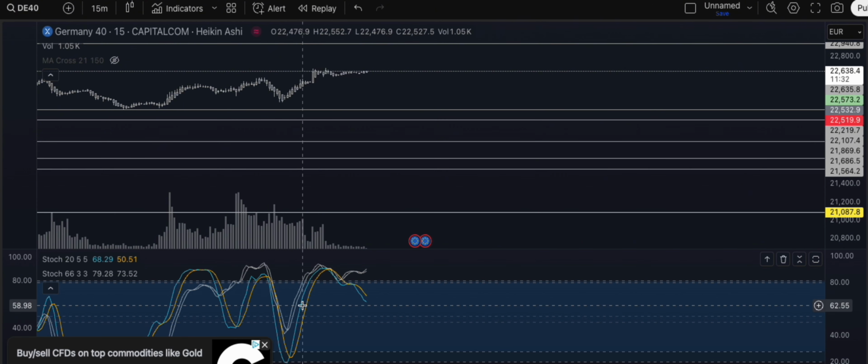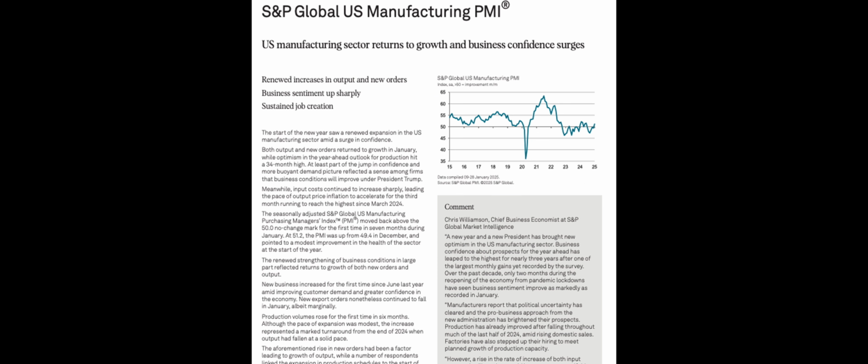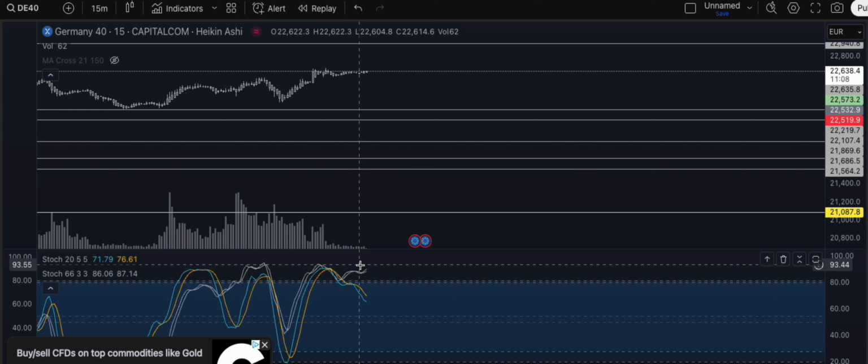Okay, this week is going to start big in the US, Monday, 10 o'clock. Be aware that there will be construction spending, ISM Manufacturing, and the big one, 9:45 a.m. New York, the S&P Final U.S. Manufacturing PMI. So expect high volatility at 9:45 U.S., which will be in European time between the hours of 4 p.m. to 7 p.m. We are grouped to the upside in the 15-minute.